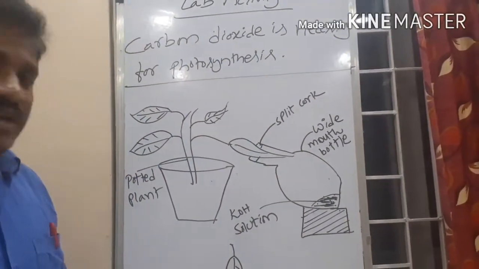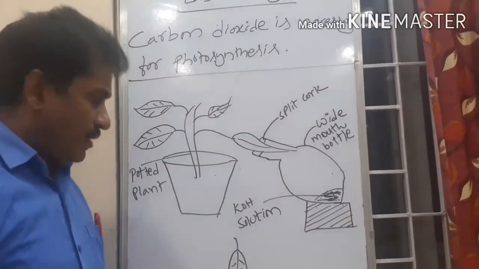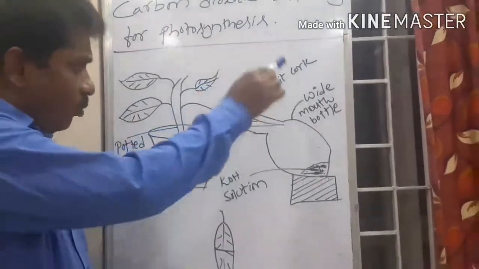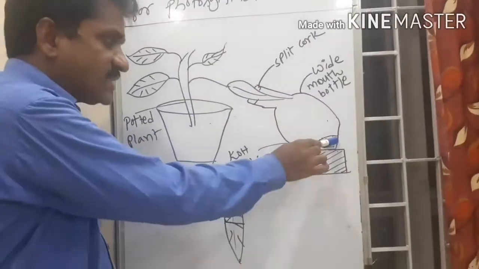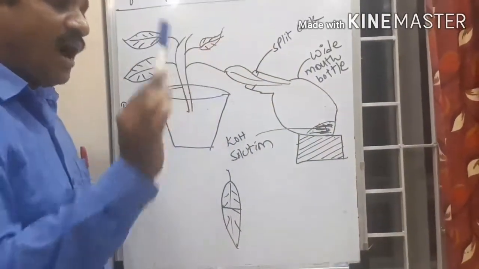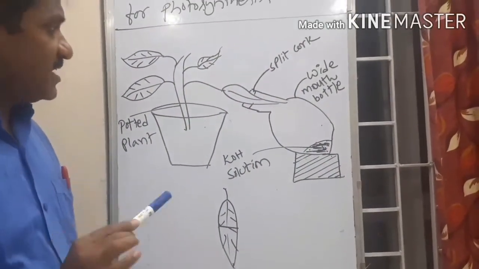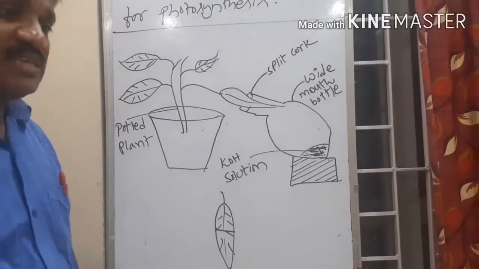For this activity the required materials are a potted plant, a wide mouth transparent bottle, potassium hydroxide solution and iodine solution. These are the required materials for this activity.